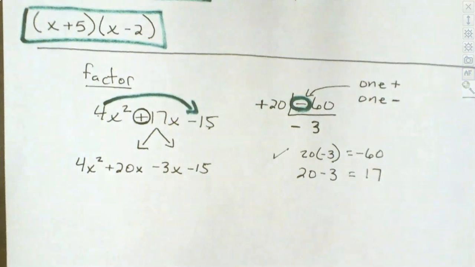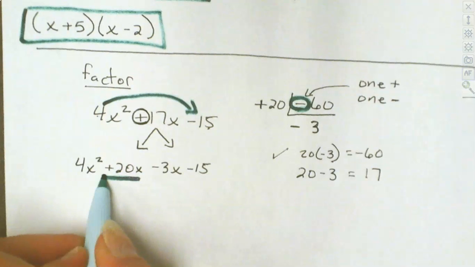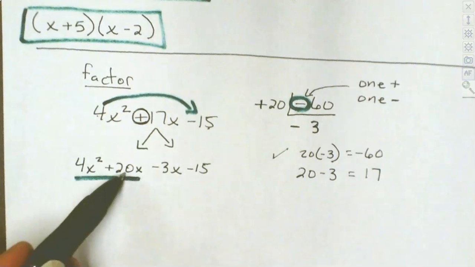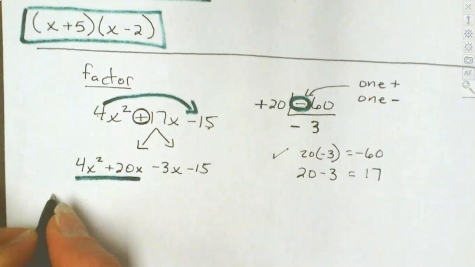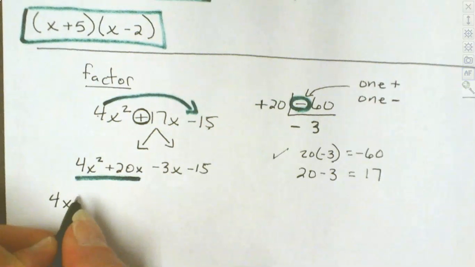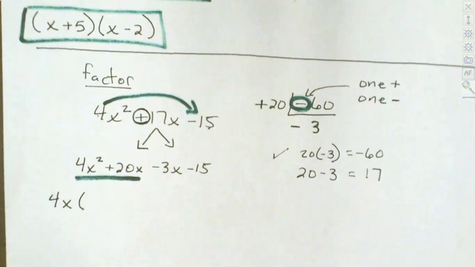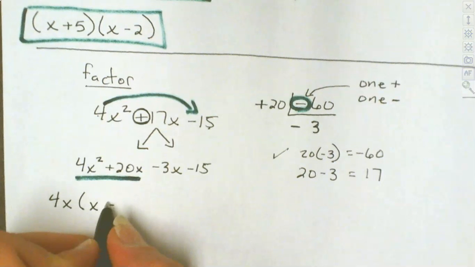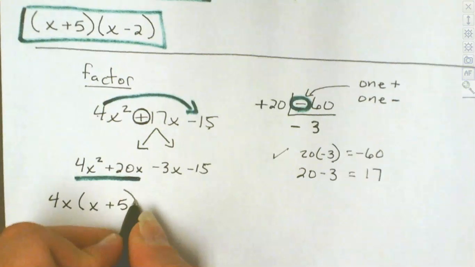Now we can go ahead and factor by grouping. So what can we factor out of here? Well, it looks like these have a 4 and an x in common. So I am going to factor out now a 4x, and that leaves you with an x plus 5.